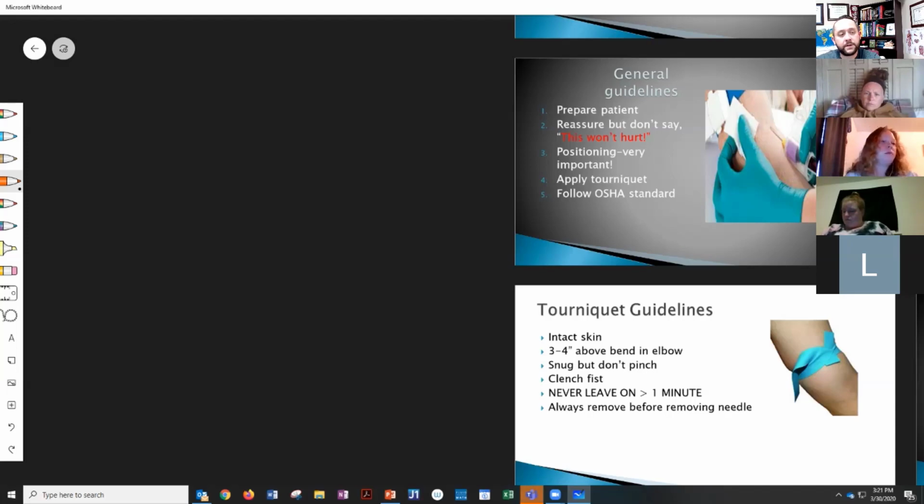You want to make sure they're in a certain position. If they're standing up and they pass out, that's going to be bad for them if they fall, right? So you need somebody sitting down or lying down. Make sure your tourniquet's placed in the proper location and you don't leave it on for too long. There are a couple of different problems that can cause, not only injury to the patient, but problems with your sample.